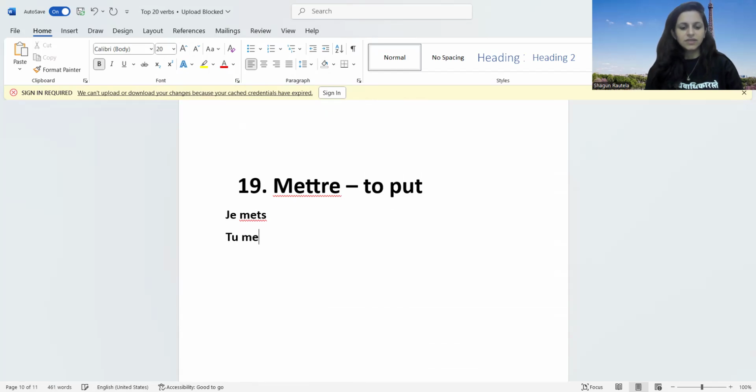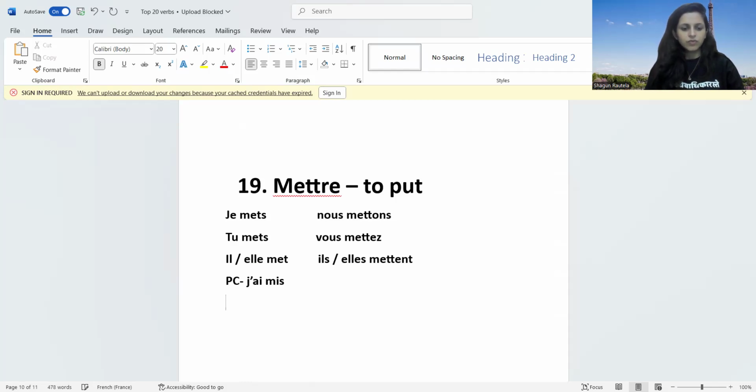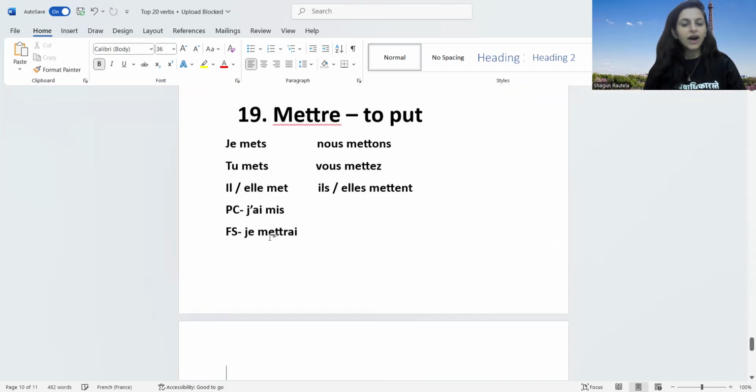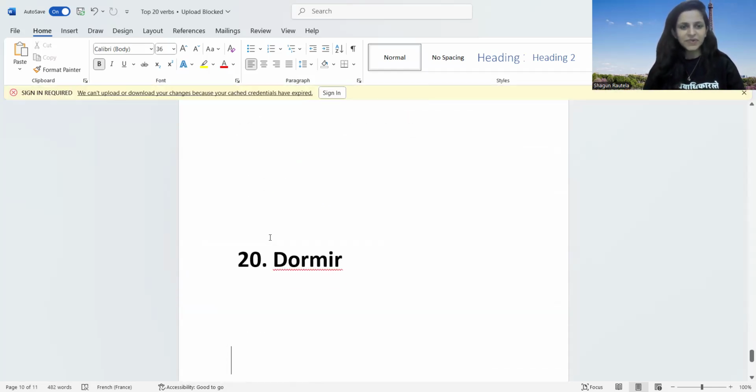Je mets, tu mets, elle met. Right side, nous, double T, mettons, mettez, elles mettent. Moving on to PC, j'ai mis. Moving on to FS, je mettrai. And now the last verb, dormir. Very, very important verb, to sleep.